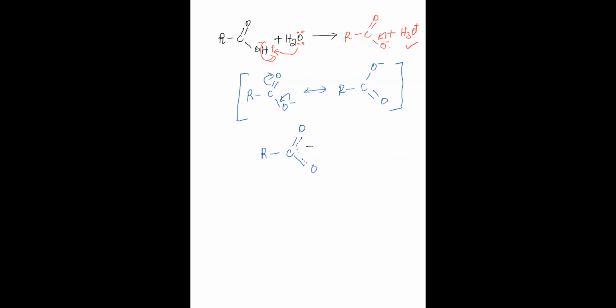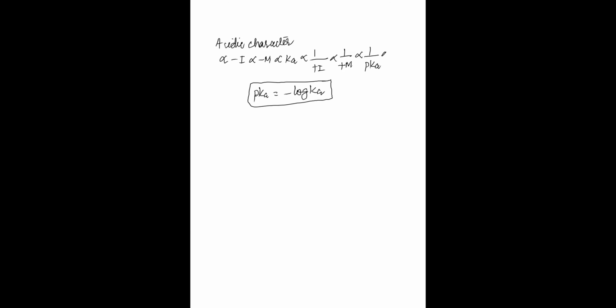Now see, for acidity, we already covered this. If you want to go for acidic character, I'm going to write it again. Acidic character is directly proportional to minus I, directly proportional to minus M, directly proportional to Ka, inversely proportional to plus I, inversely proportional to plus M, inversely proportional to pKa. pKa, you have studied, is the negative log of Ka. And it is also inversely proportional to Kb. Kb is directly proportional to base. So if Kb is more, basicity is more, that means acidity is less, and it is directly proportional to pKb, because pKb is log Kb related.